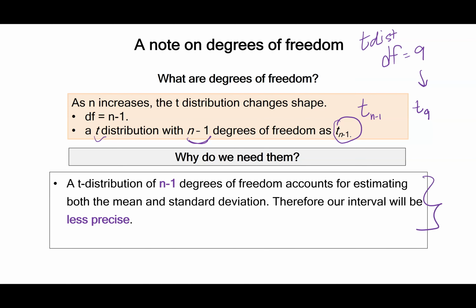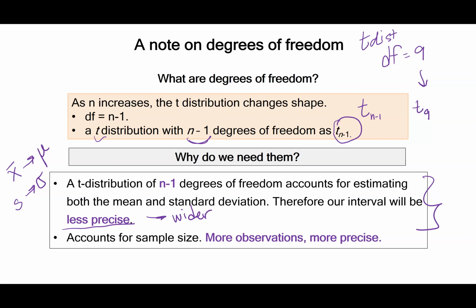We're using this because not only are we using X bar to estimate mu, we're also using our sample standard deviation to estimate sigma. Since we're double estimating here, we need these degrees of freedom to help us. Our interval is going to be less precise. Less precise means wider. It may not be a lot wider, but it's going to be at least a little bit wider now that we're using t-methods instead.